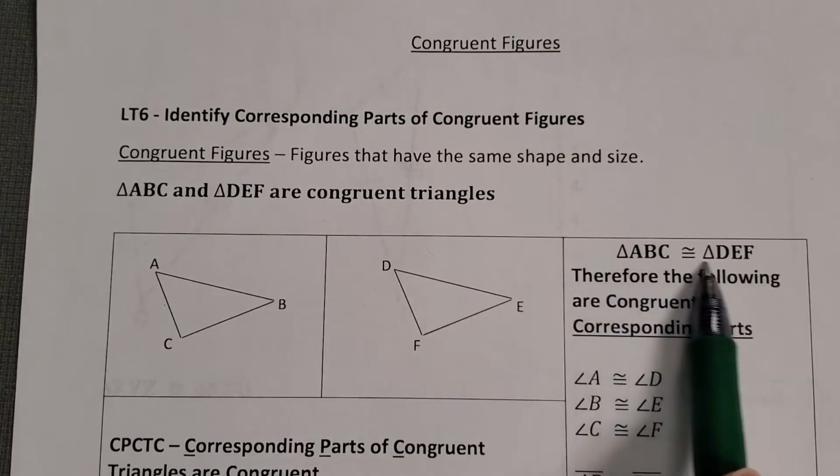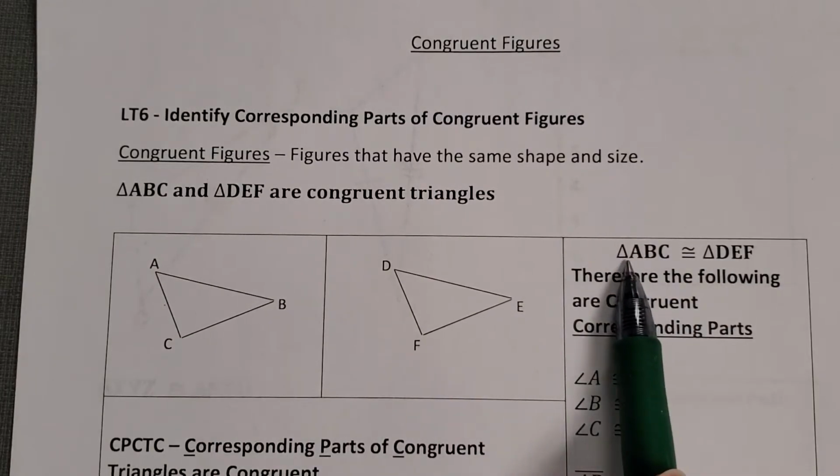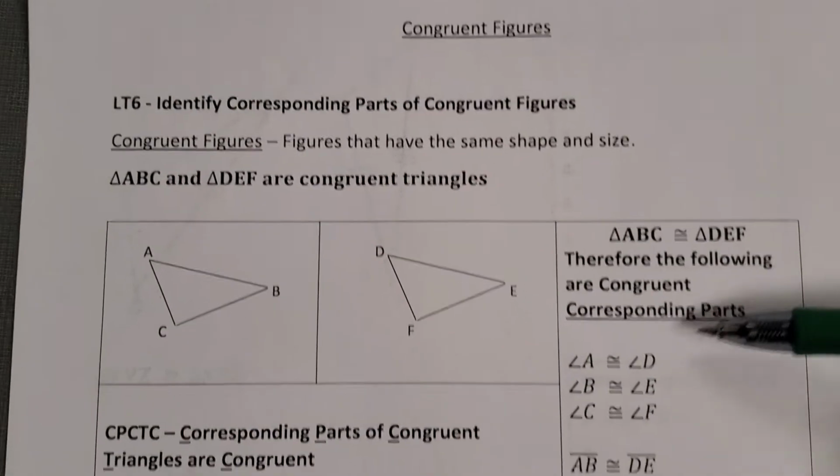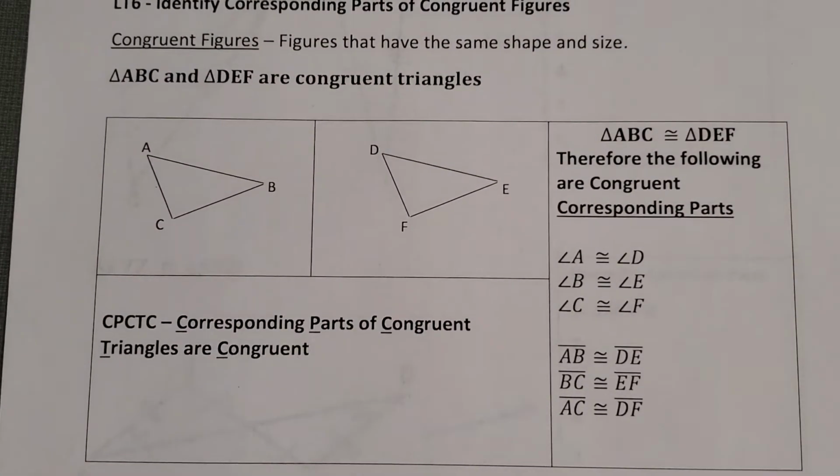And this is called a congruent statement, where you have what the shape is. In this case, it's a triangle that's congruent to another triangle. And if that's the case, then these are all the 6 corresponding parts. We have 3 angles that are congruent to 3 other angles and 3 sides that are congruent to 3 other sides. What we're going to do is we're going to mark them.